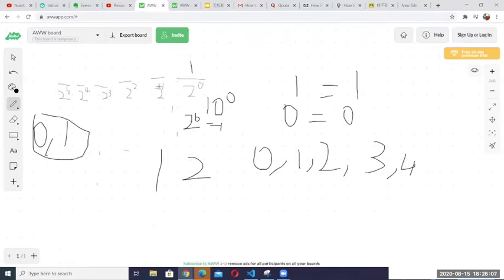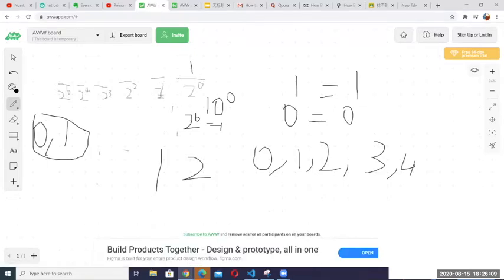And when we go to the second digit, stop requesting remote control. It's getting interesting.